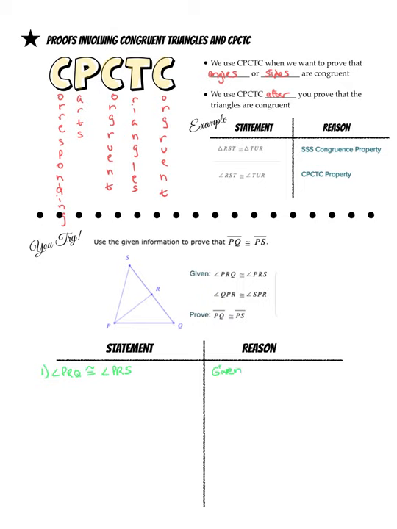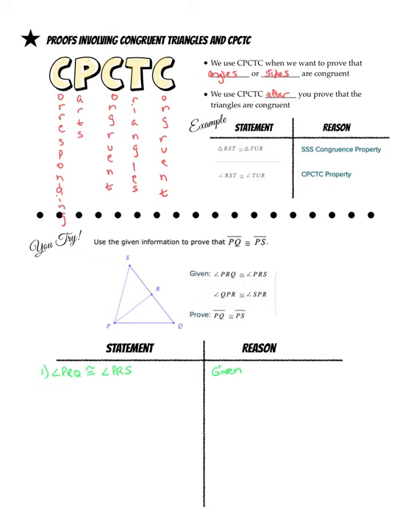And actually at this point I want you to stop the video. I want you to complete the proof. Remember, the order of given statements is not important, but I want you to complete the proof. I highly recommend you draw the picture and mark it up as you go. But try to complete the proof and then start the video again and watch how I do it.